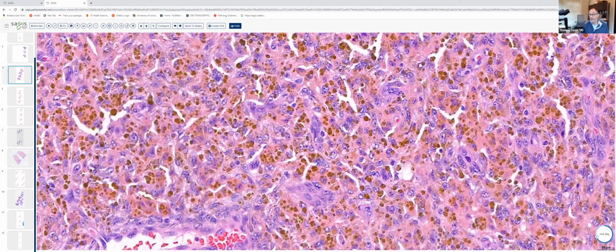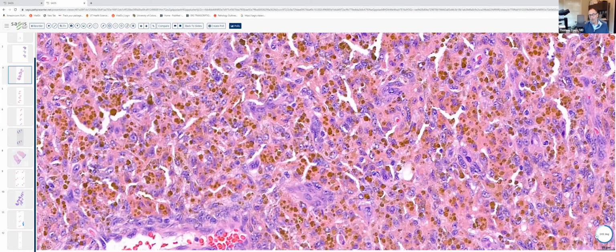If you had a substage condenser or a fine focus knob, you would see that it's somewhat refractile, but unfortunately we can't use that particular tool when we're looking at scanned images. But one clue to the fact that we're dealing with hemosiderin rather than melanin, not only is the presence of extravasated erythrocytes, but if you look at the size of the particles within the histiocytes, they're markedly variable.